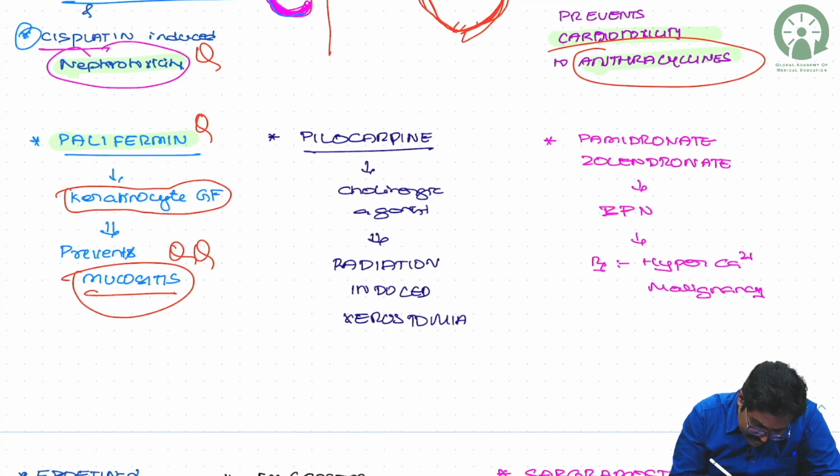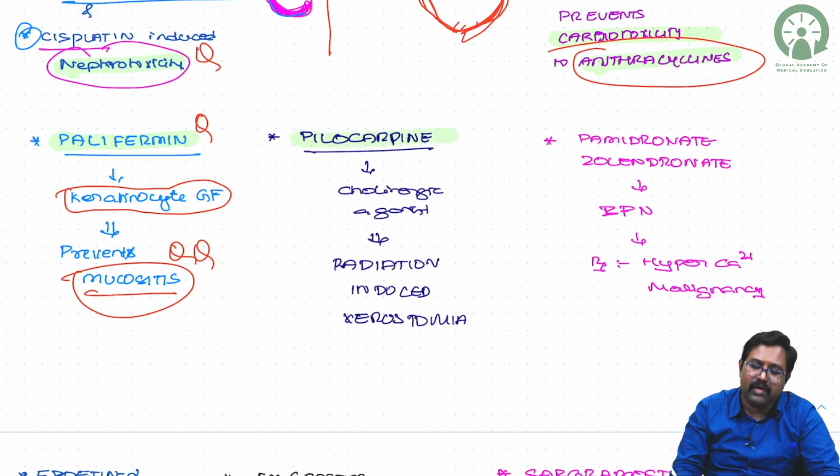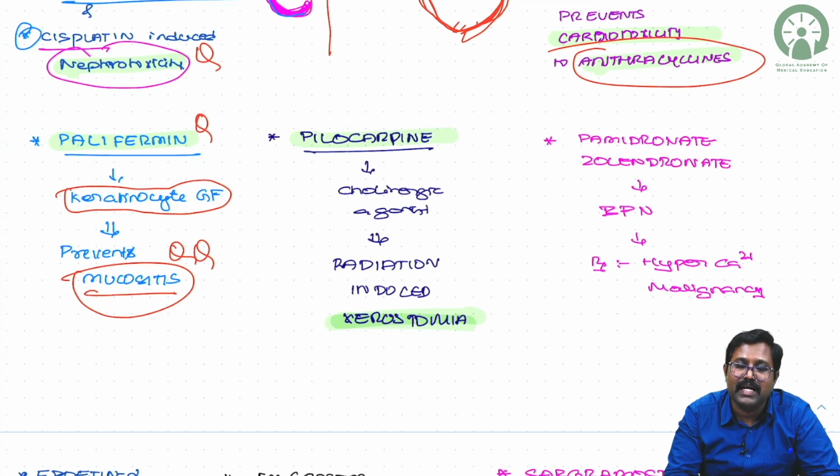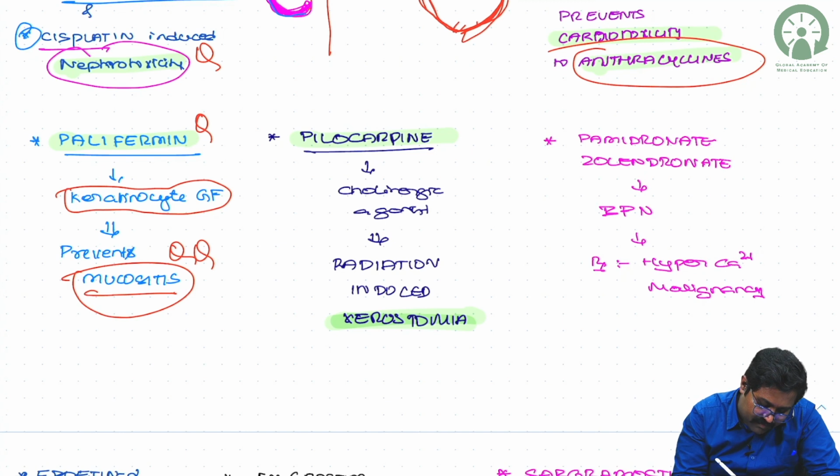Then next we have pilocarpine. Where do you use pilocarpine? Pilocarpine is a cholinergic agonist. It can be used in the treatment of radiation-induced xerostomia. One more drug is cevimeline. Cevimeline is again a cholinergic agonist which can be used similar to pilocarpine.